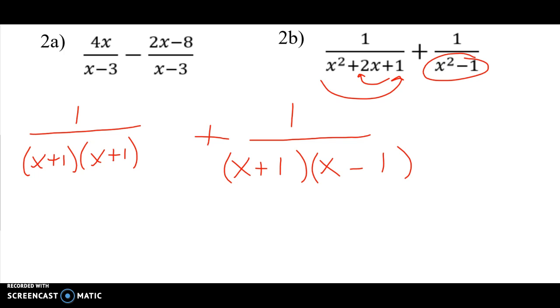So now it's easier to compare our denominators. It's easy to see what's missing because we do have to come up with a common denominator, right? So you cannot make any denominators smaller. You can only make them bigger, okay? So what does this denominator not have that this one does? An x minus 1. So what we have to do is multiply the top and the bottom by that missing factor.